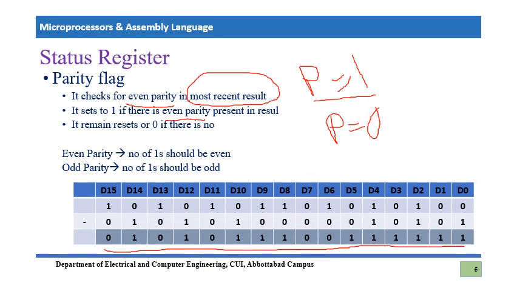This condition will become true, because there was no even parity; the number of ones was odd. So that will become simply odd parity. Even parity is supposed to be reported, and here we have odd parity, so P will become 0.